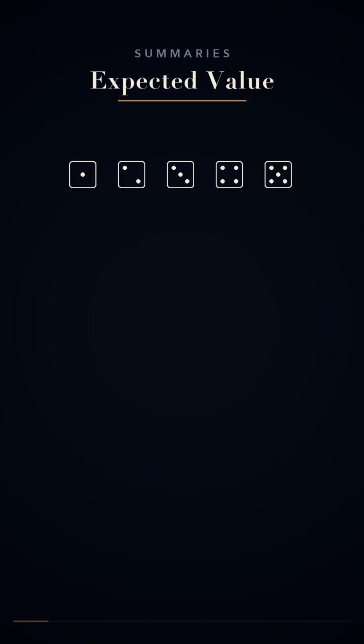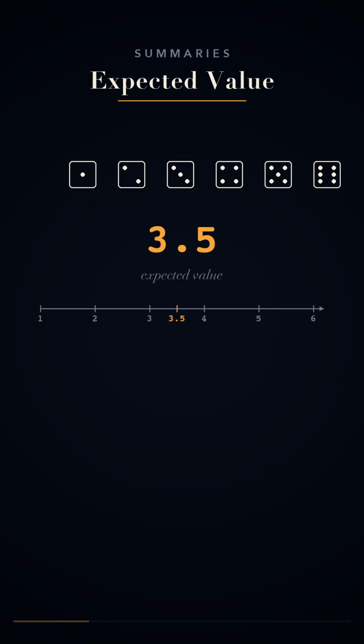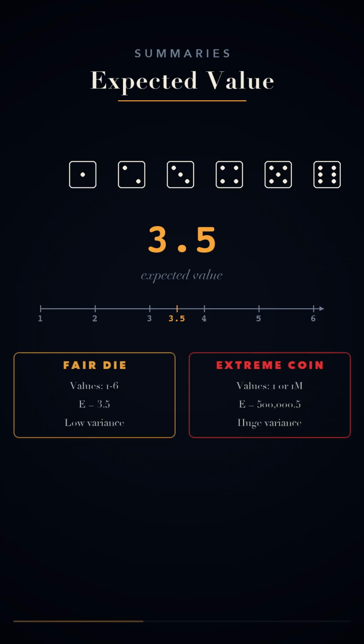Expected value is the weighted average of all possible outcomes. For a fair die, the expected value is 3.5. You can never actually roll a 3.5, but it is the number around which reality clusters. Think of it as the balance point of the distribution. If you rolled a die 1,000 times and averaged the results, you would land very close to 3.5.